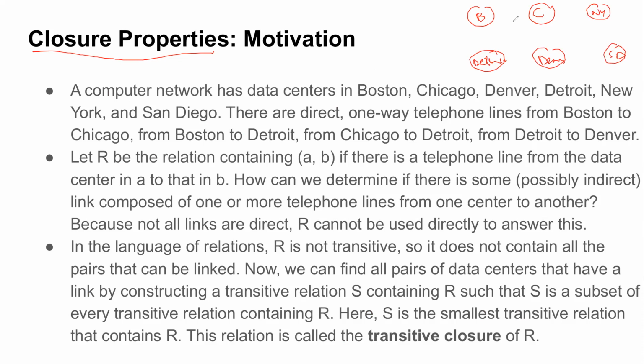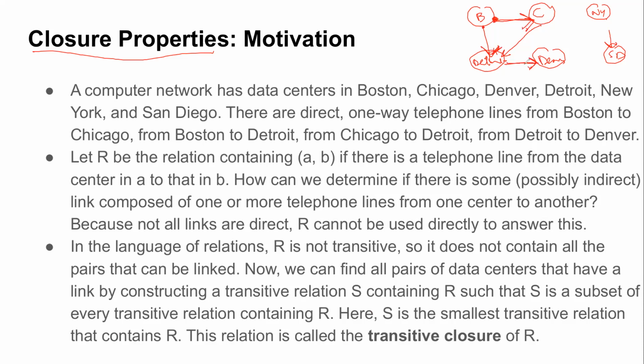I have a one-way telephone line from Boston to Chicago. From Boston to Detroit, I also have a direct connection. From Chicago to Detroit, I have a line, and from Detroit to Denver, I have a line. I've skipped it, but New York and San Diego are connected. So this is how my graph looks like. There is an arrow from Boston to Detroit and Boston to Chicago, and there's an arrow from Chicago to Detroit and Detroit to Denver.